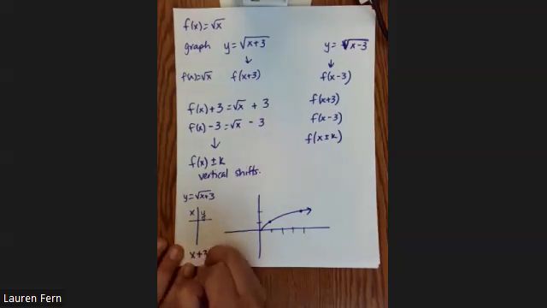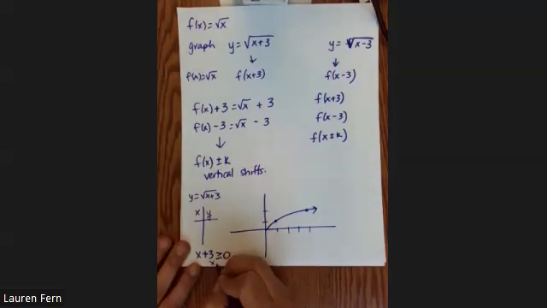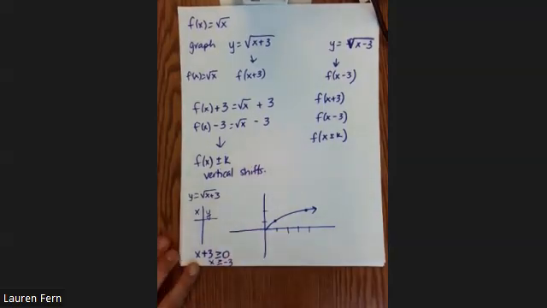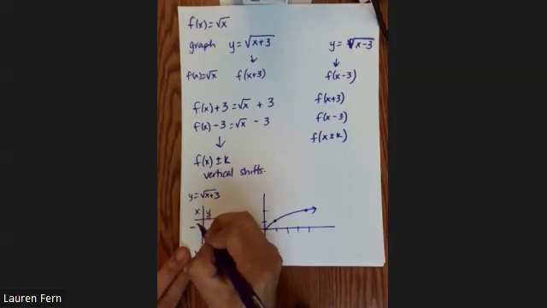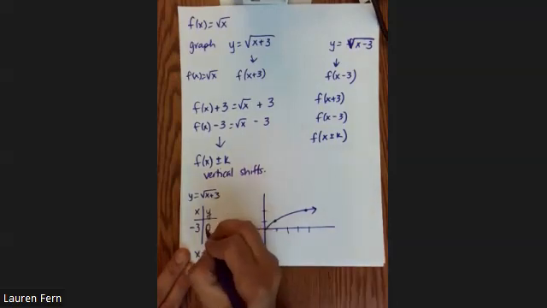Good, we need x plus 3 to be greater than or equal to 0. You can't take the square root of a negative number. In other words, we can only plug in values that are greater than or equal to -3. So for example, if I plug -3 into my function, what is -3 plus 3? 0, and the square root of 0 is 0.